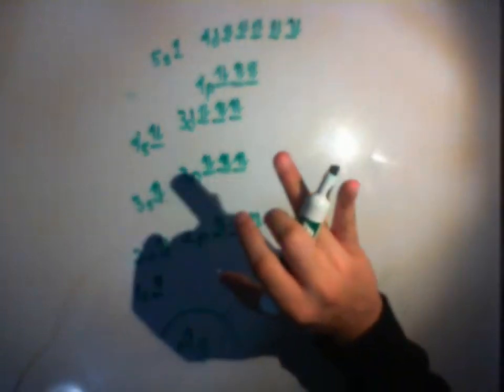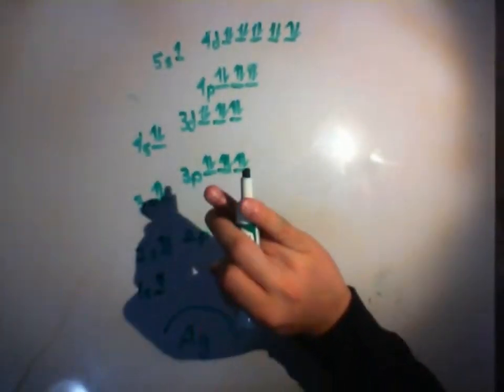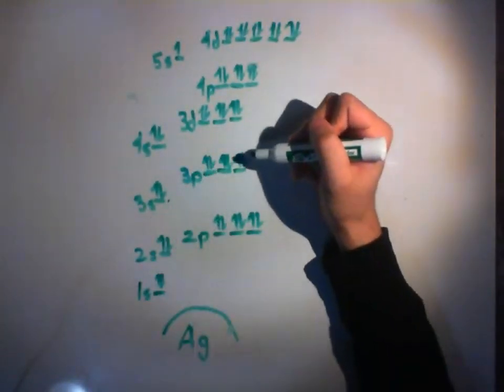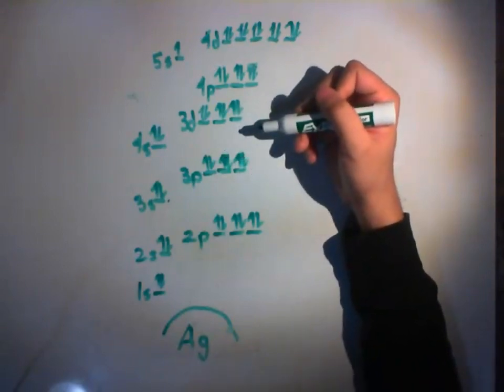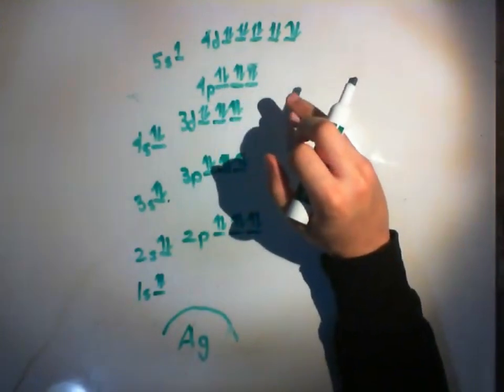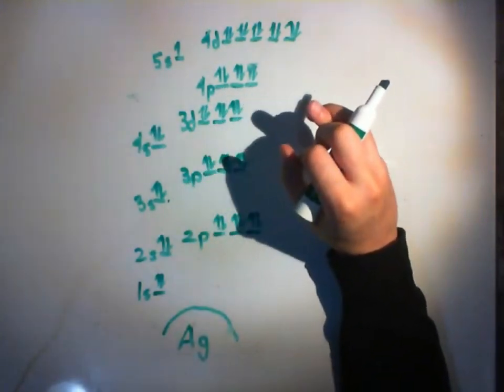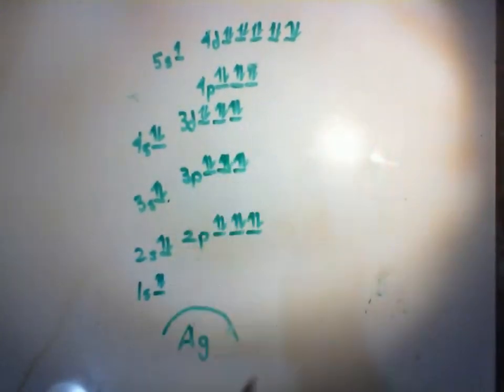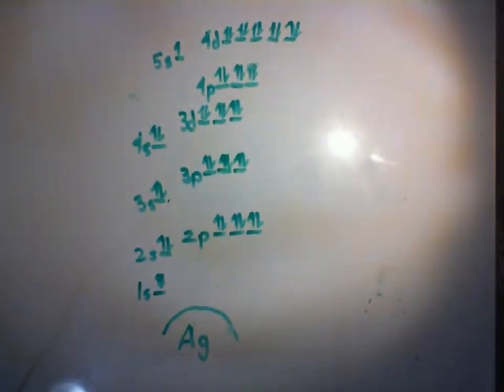Okay, it's not necessary, because everyone knows that silver is going to take up at least a vast majority of these electrons, even anyone without any chemistry knowledge. So what you can do is take a shortcut called noble gas configuration.